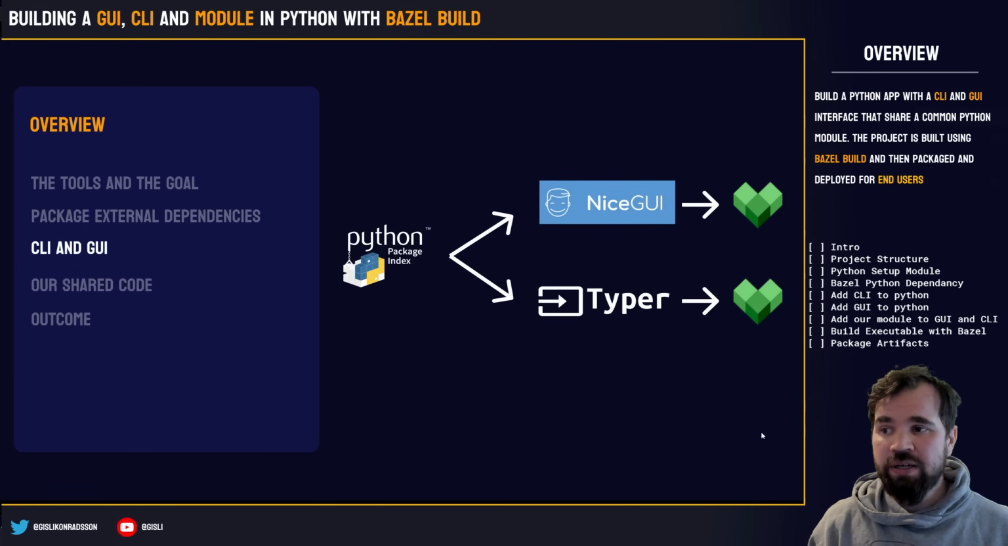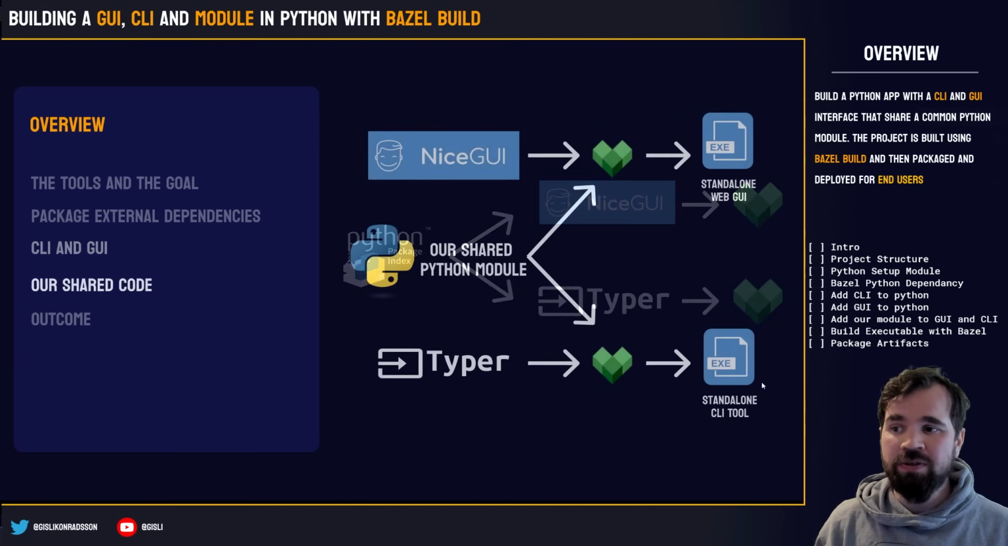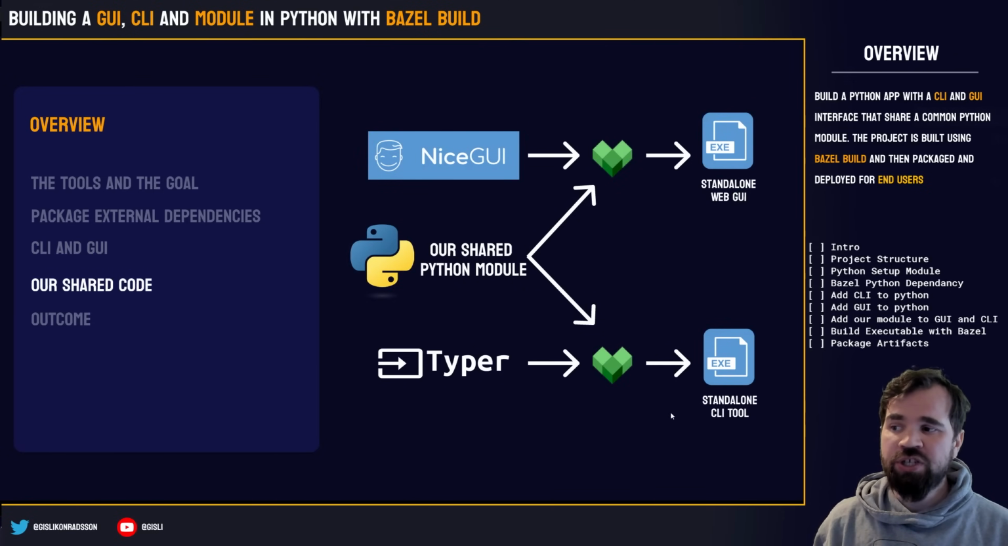We're going to build two very simple applications. One is using the NiceGUI library and another is using Typer. So it's a graphical user interface and a command line interface, and both of them are getting built into an executable with Bazel. And then we create our own shared Python module, and this shared Python module is used in both standalone applications. But the cool thing here is that there's no dependency between the GUI library and the command line library.